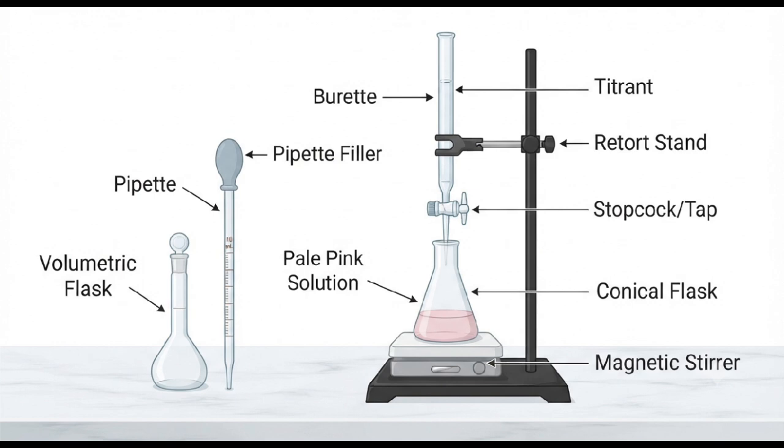Apparatus. The commonly used apparatus includes a burette, pipette, conical flask, volumetric flask, measuring equipment, and an appropriate indicator. In pharmaceutical laboratories, calibrated glassware and proper analytical practices are essential for obtaining reliable results.